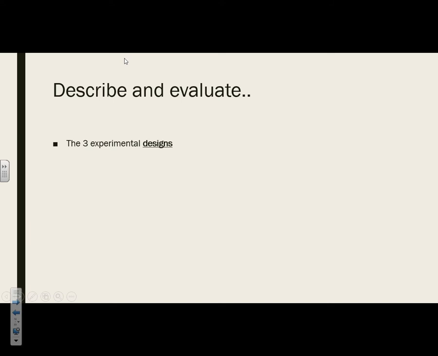Describe and evaluate the 3 experimental designs for me, please. Experimental designs. Think carefully.